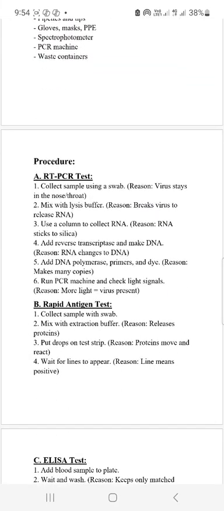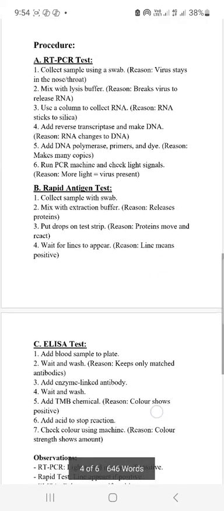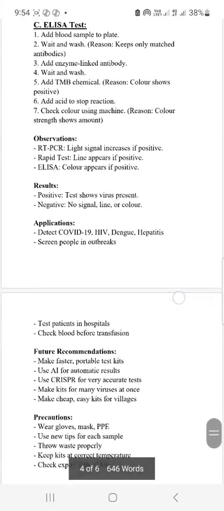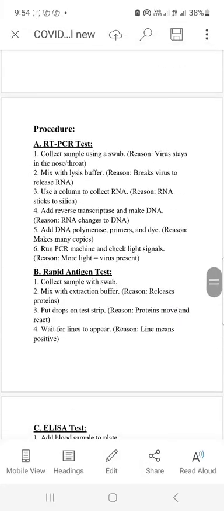What is the process of this RT-PCR test? What is the process of rapid antigen test? What is the process of ELISA test? Let's look at these procedures.